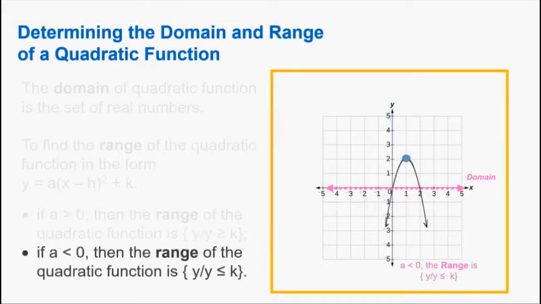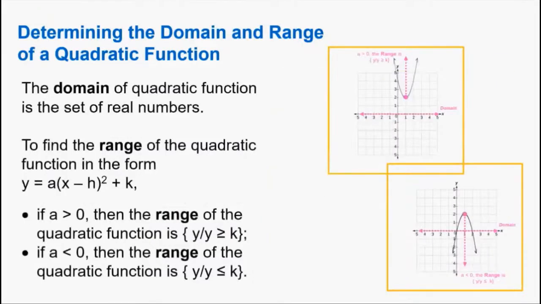If a is less than 0, then the range of the quadratic function is the set of all y where y is less than or equal to k, na kung saan ang mga values ay equal or mas mababa pa sa value ng k. Ito yun. Ito naman ang kanyang range. And that is how we determine the domain and range of a quadratic function.